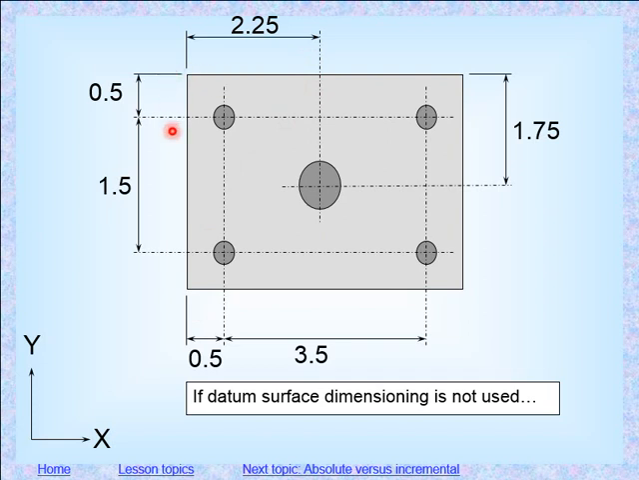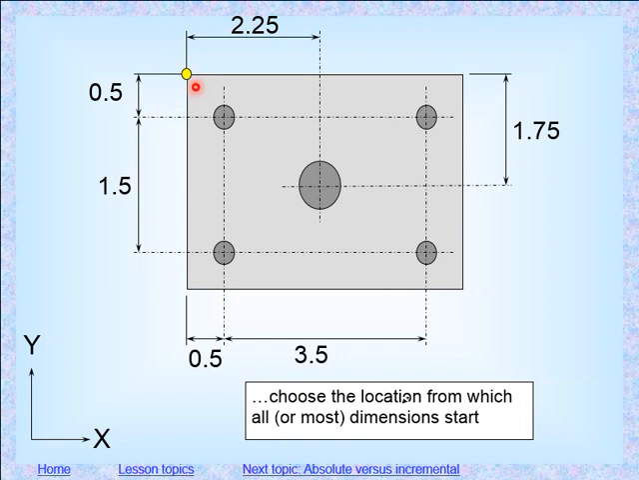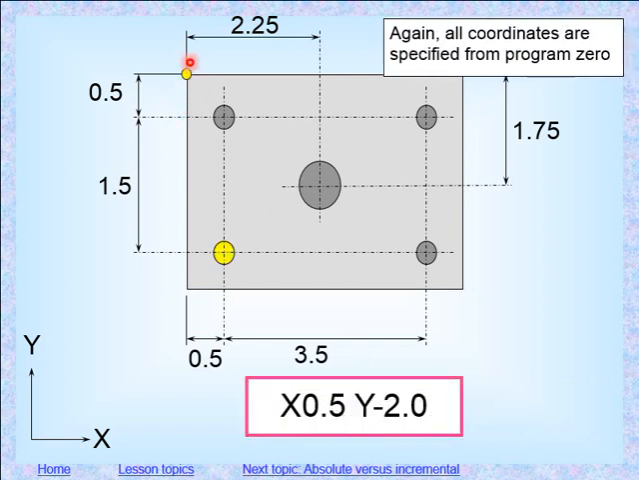And then this dimension coming down is from this top. This dimension coming down to here is from the top. But this dimension right here is actually coming off of a previous dimension that was from the top. So the smartest place to put the origin would be this upper corner here. So we're going to put our origin right here. And our holes would then be 0.5 over by negative 0.2.